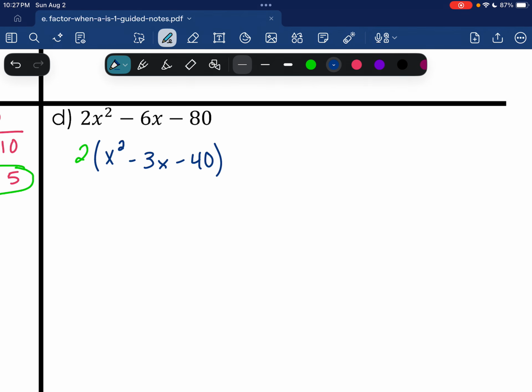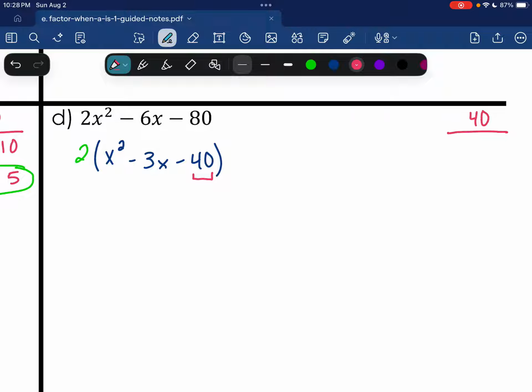All right, so here's what I do. I'm going to tell you a little secret. I'm just going to ignore the negative for a second. Come on, scribble erase. And we'll just think about 40. Okay. So this, by the way, that's our GCF. Factors of 40. 1, 40, 2, and 20.